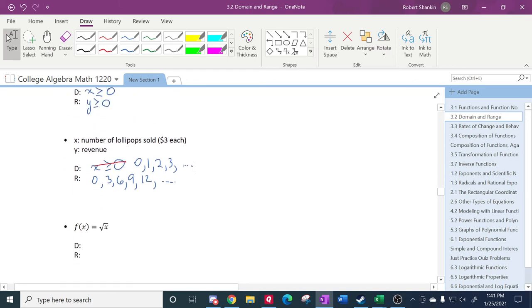All right. Next one. This has no situation involved. Just square root of x. Write the domain and the range. Type in your answers for your group chat, but don't hit enter quite yet. Okay, hit enter.